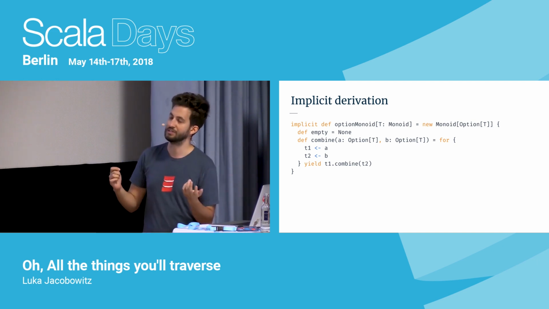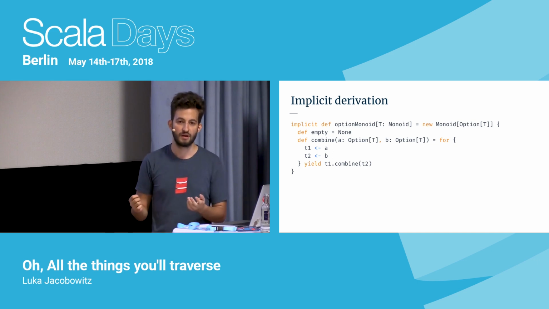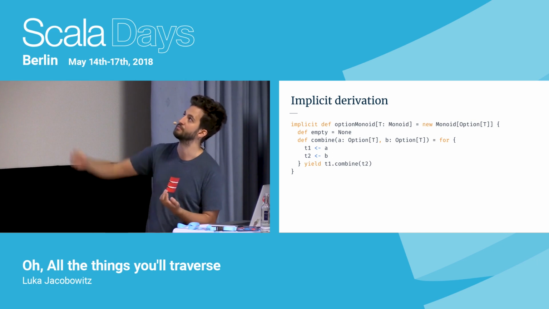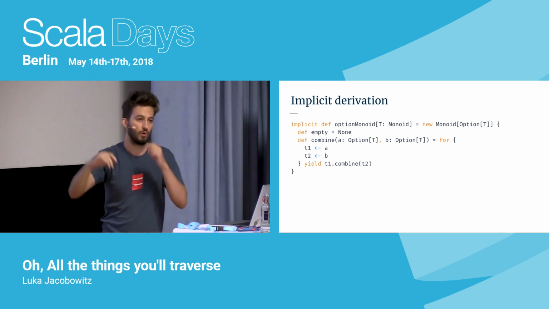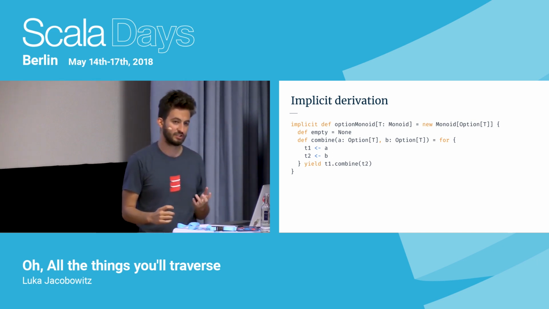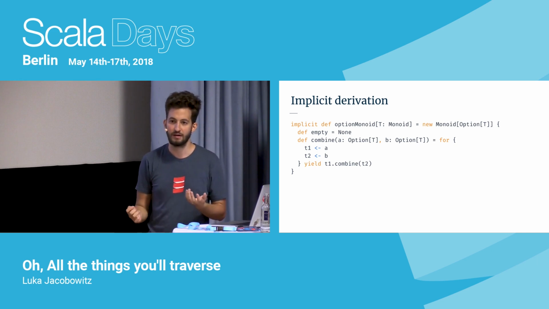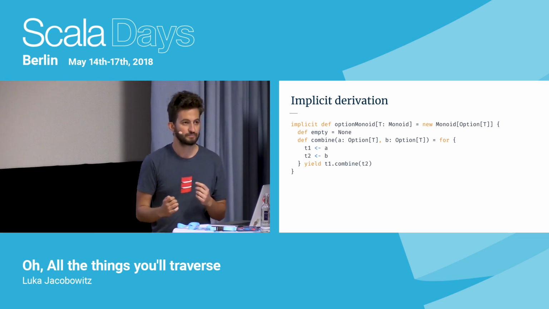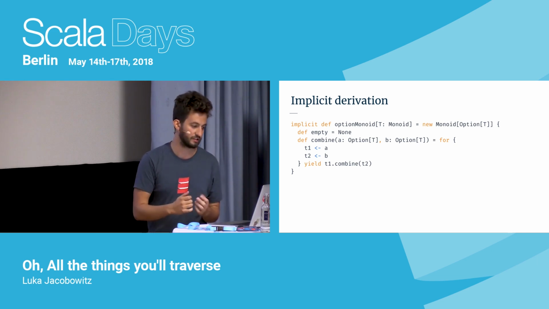But we want to define a monoid that works for any t, right? So for an option of any t, like we see up there. And what we need to do is actually say how can we combine any t's? And we already have this monoid type class. So what we can do is we can basically induce this implicit, right?